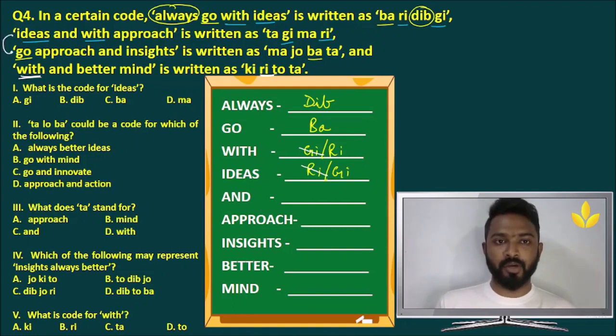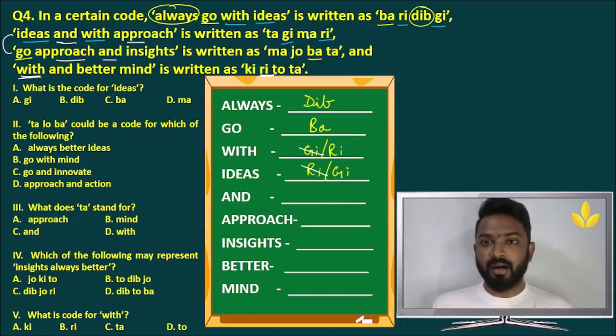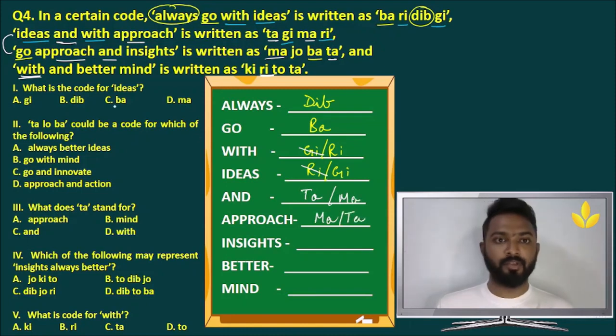So never visit the first statement again. Now let's do 2 and 3. Ideas and with approach, go, approach and insights. So we have and which is common and approach which is common. Again, two commons. Let's see. Ta, ma. Yes. Ta, ma. So what do we have here? And and approach. Ta, ma or ma, ta.